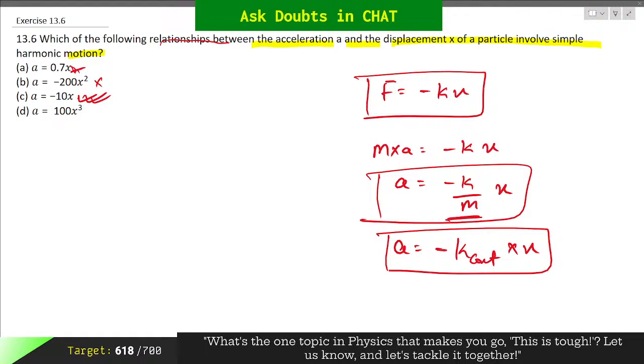And in option D, we have an odd power of x, so we can say that the force will be retarding in nature, but it will not be simple harmonic motion, it will be harmonic motion of higher order, so it can't be simple harmonic motion. So let's go to the next question, that is question number 7.